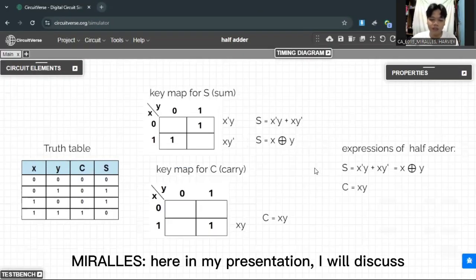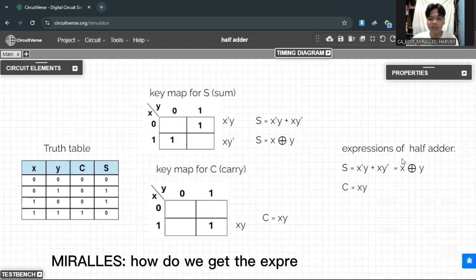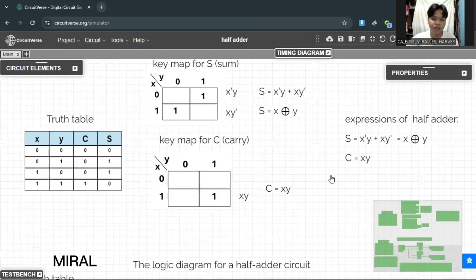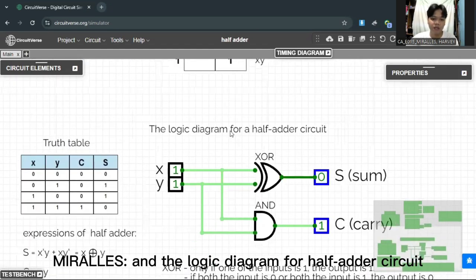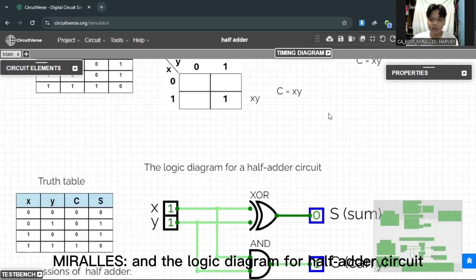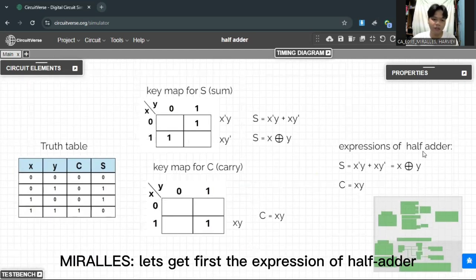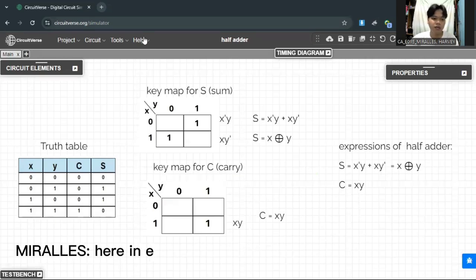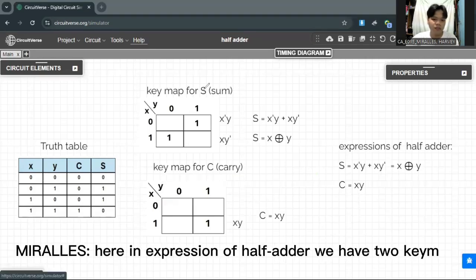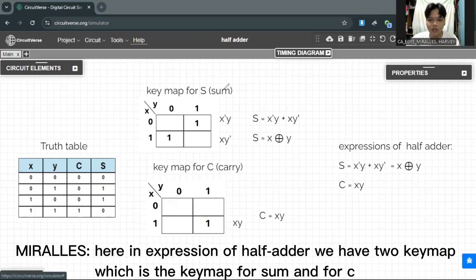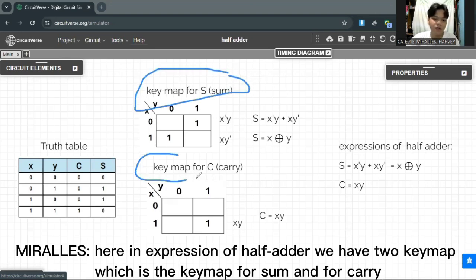Here in my presentation, I will discuss how we get the expression of the half adder and the logic diagram for the half adder circuit. So dito muna tayo sa pagkuha natin ng expression of half adder. So dito sa half adder, expression ng half adder, meron tayong dalawang K-map, which is the K-map for sum and K-map for carry.